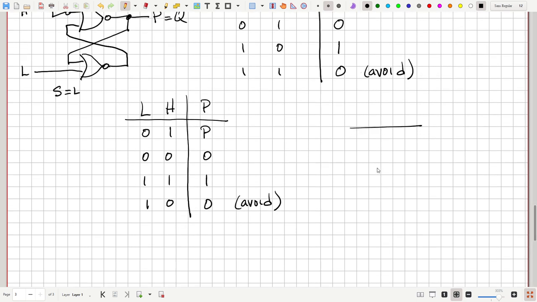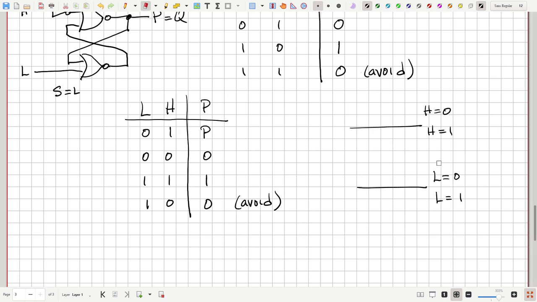So let's see how this thing works. Remember, we have these two water levels. And the sensors turn on if you drop below that water level. So L equals 1, we're below the L level. L equals 0, we're above it. H equals 0, we're above the H level, and H equals 1, we're below it.